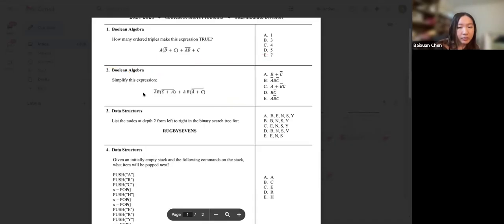Then next, to simplify this expression, this can turn into not C times not A, right? And then the not A will be repeating. So this part is just not A, B, not C. And this part, we can simplify this into A, B, A, not C. Does that make sense?